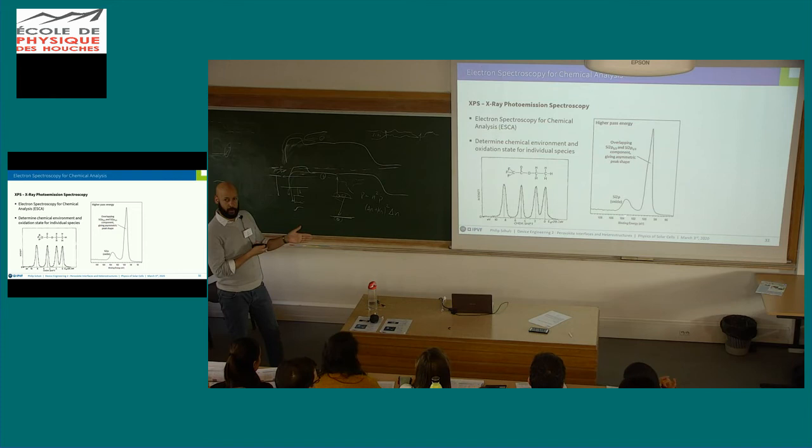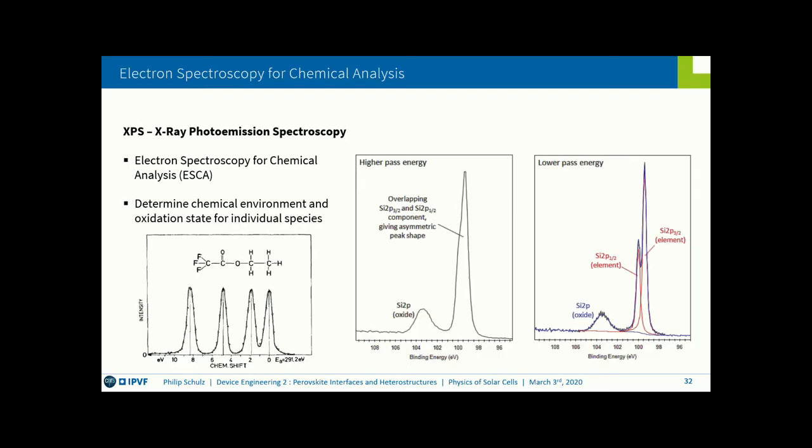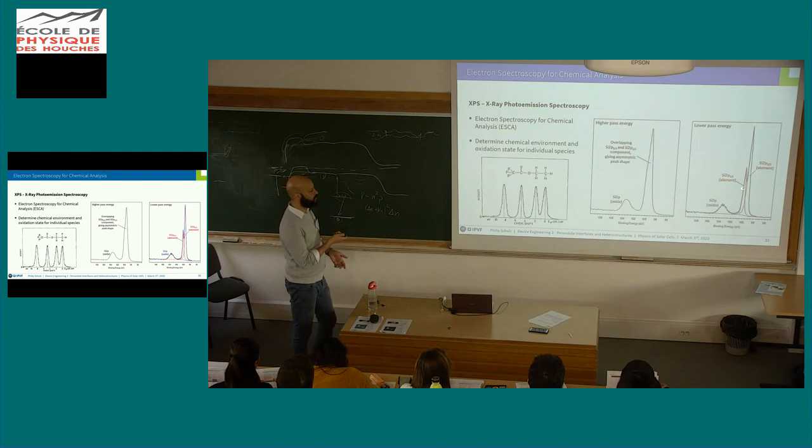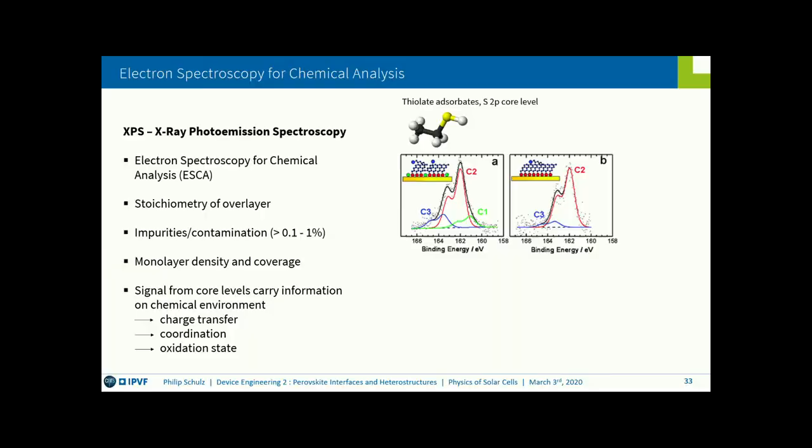And if you do a refined fit, you look at this here at lower pass energy, so higher resolution, but also a worse signal-to-noise ratio. You can make a deconvolution of these species. And if you're really good at it, you can also deconvolve this silicon 2p oxide and determine if it's SiO2, SiO, and all the different suboxides.